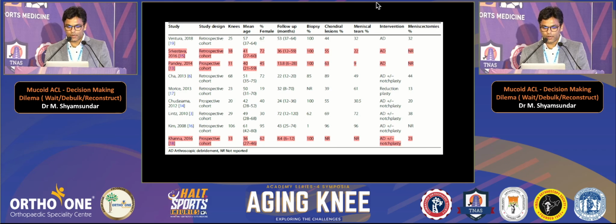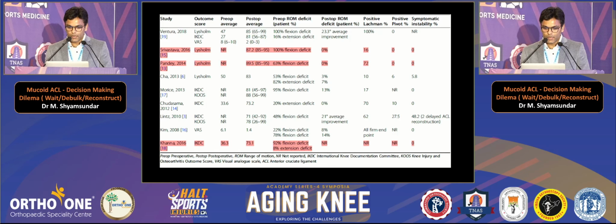These were a combination of retrospective and prospective cohorts. All of the patients had associated lesions: 55% had associated chondral lesions in Srivatsav's group, and in Dr. Vivek Pandey's group, 63% had chondral lesions, which can also be a reason for the pain. They had done arthroscopic debridement and nobody did ACL reconstruction. In Srivatsav's and Pandey's groups, the range of motion improved very well. The patients' pain improved significantly following the debridement, and the functional outcome was absolutely fine.